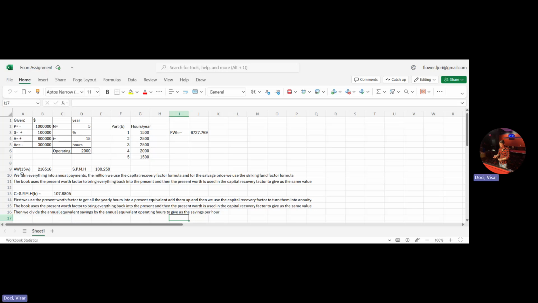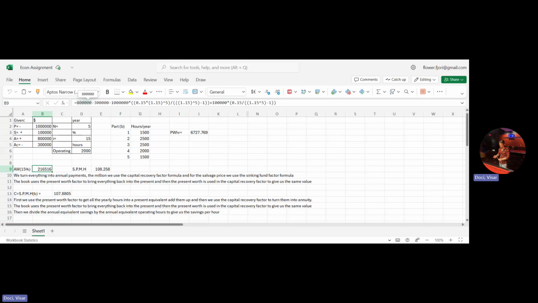So first we want to find the annual worth for 15%. The book uses the present worth factor to bring everything back into the present, and then the present worth is used in the capital recovery factor to give us the same value. But I like to do it a little differently, where we turn everything into annual payments. For the million, we use the capital recovery factor formula, and for the salvage price, we use the sinking fund factor formula to make them both into an annuity, and then we subtract them from each other.